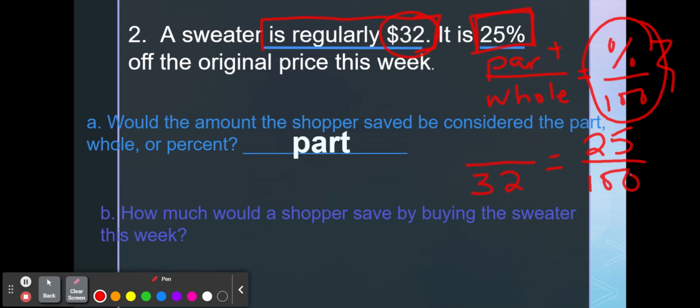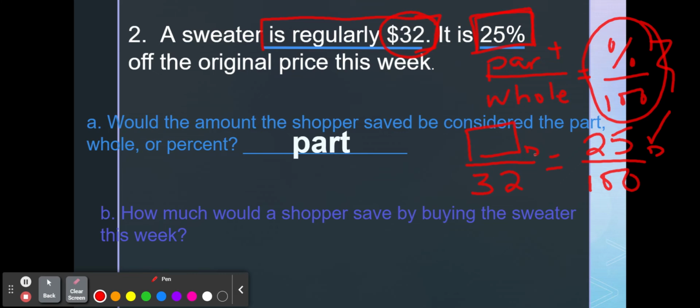All right. Now I just need to figure out what this number is. And this represents the part. Remember, it goes with what it's next to. And this says it's 25% off. So that's the discount, which means this is going to be the discount. Let's look for that pattern.